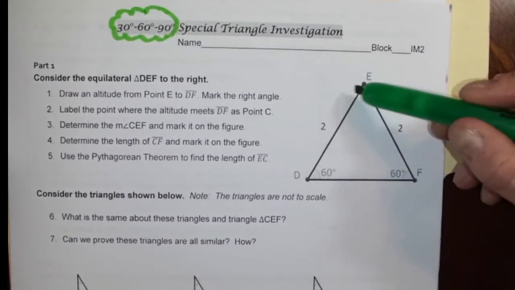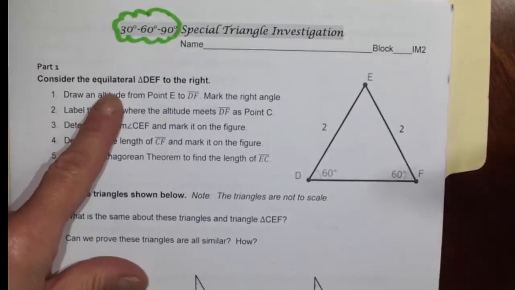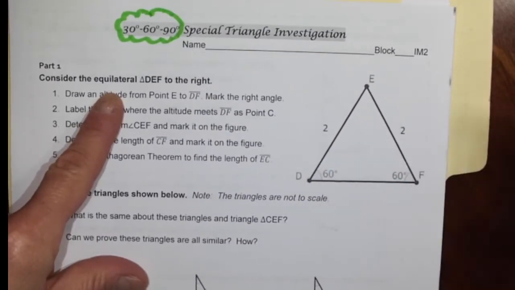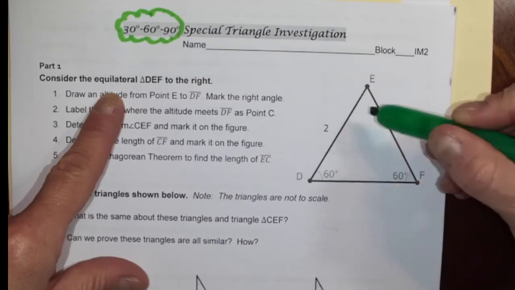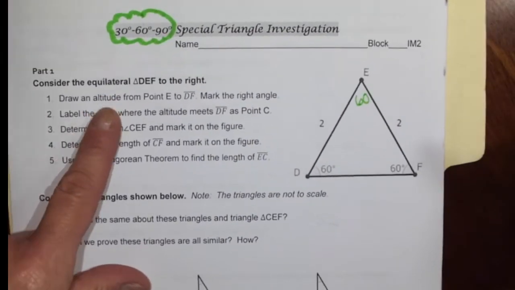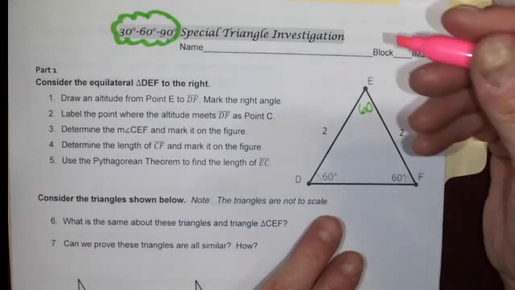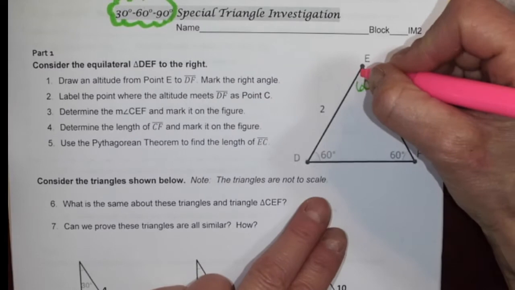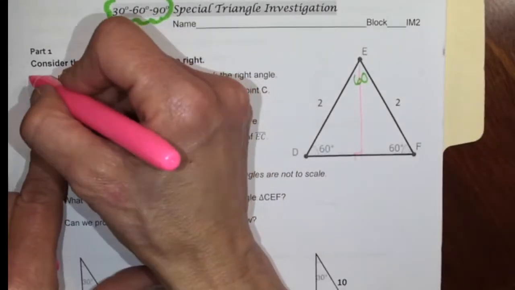Okay, so we've got this triangle DEF to the right. It's equilateral, which again means all three sides are congruent, so 2, 2, 2. Also, we know that 60, 60, 60, all of the angles are congruent. So draw an altitude from point E to DF. Mark a right angle. Okay, so that was step one.